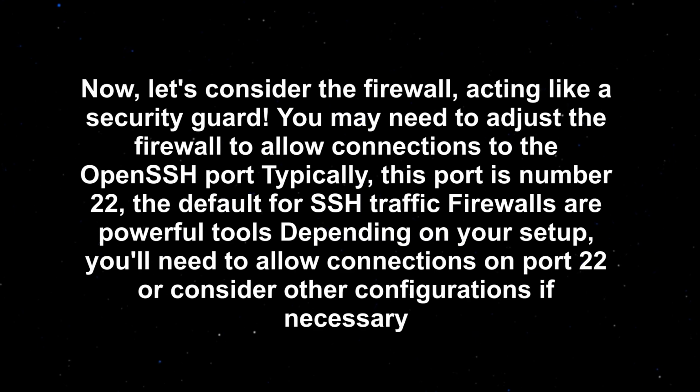Now, let's consider the firewall, acting like a security guard. You may need to adjust the firewall to allow connections to the OpenSSH port. Typically, this port is number 22, the default for SSH traffic. Firewalls are powerful tools depending on your setup. You'll need to allow connections on port 22 or consider other configurations if necessary.